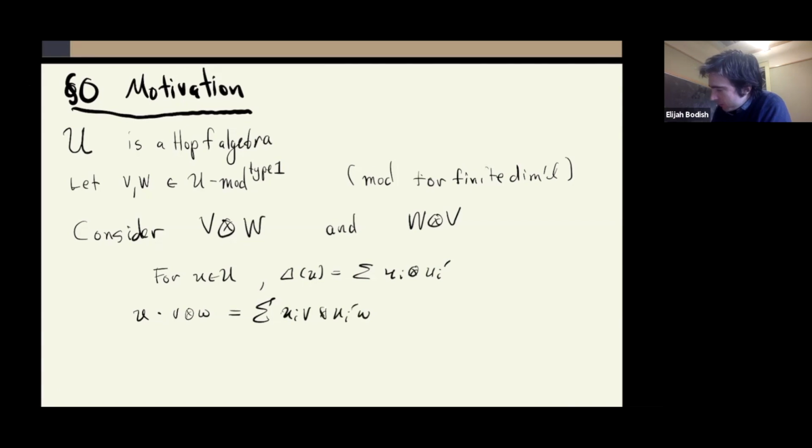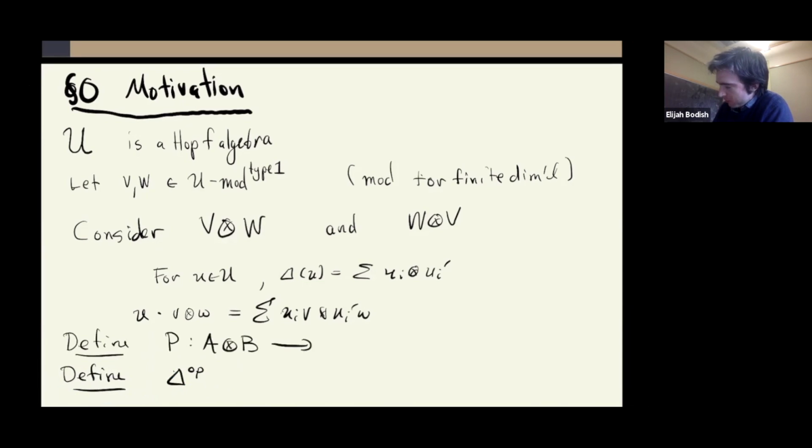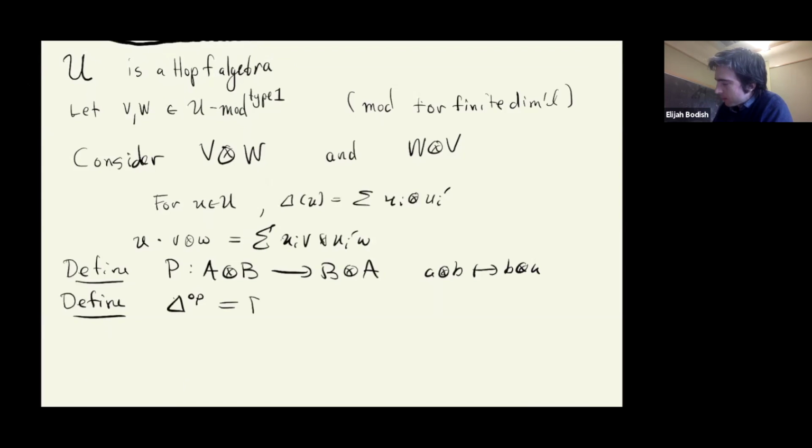And I'll just define now a different co-multiplication, delta op, which maybe I'll define right before that. P, which is going to be some universal notation for a map between the tensor product of two vector spaces that flips simple tensors. So for any two vector spaces, I'll define this map P, which sends a simple tensor a tensor b to b tensor a. So delta op is this map delta composed with P. So this is from U to U tensor U by delta, and then I flip factors.